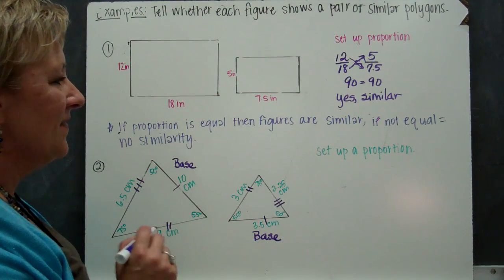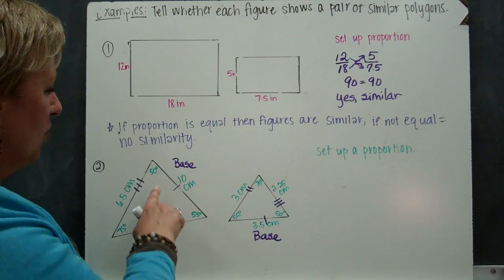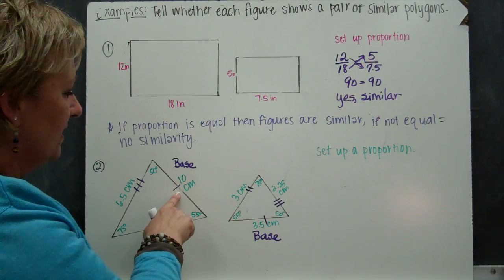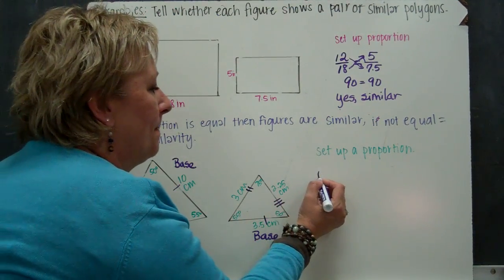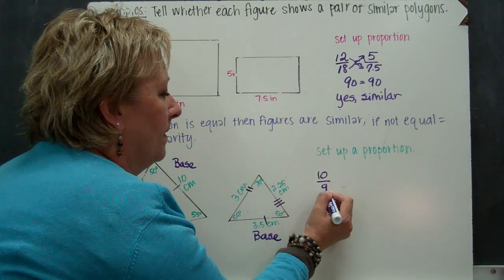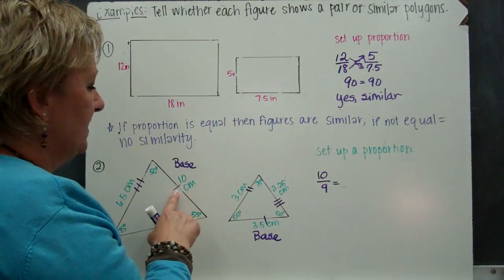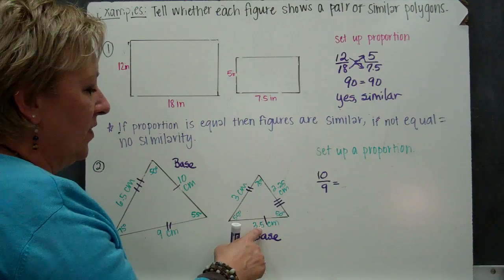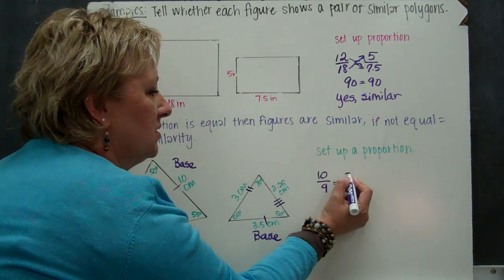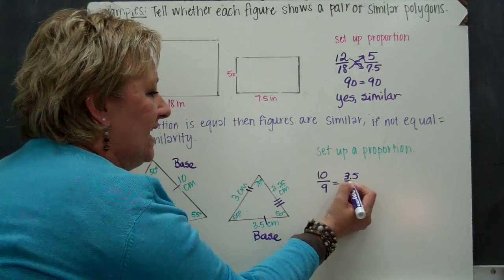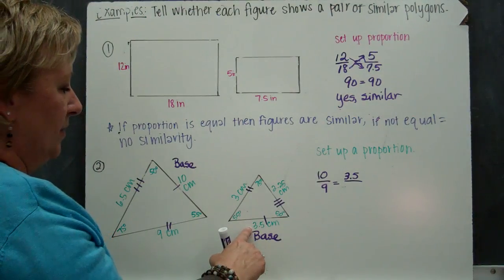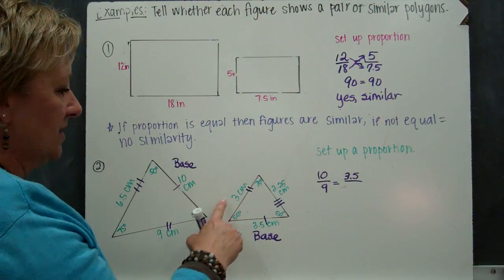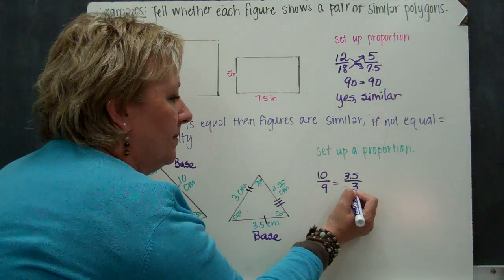So let's see if they are going to be similar. I'm going to say 10 is to 9. And I'm going to look for this hatch mark here for the 10. So I'm going to make it proportionate to 3.5 is to, and if I'm looking at this 9, which is 2 hash marks, is to 3.